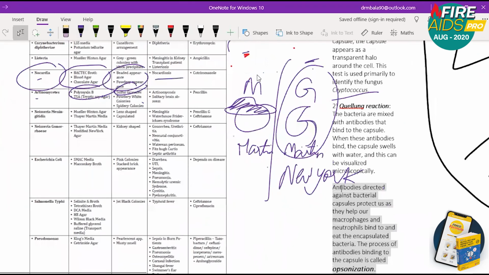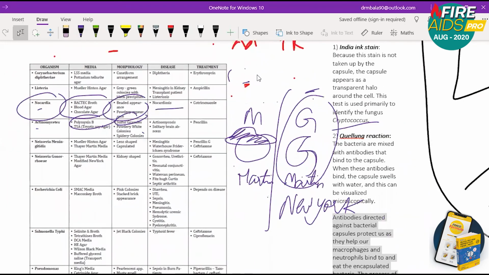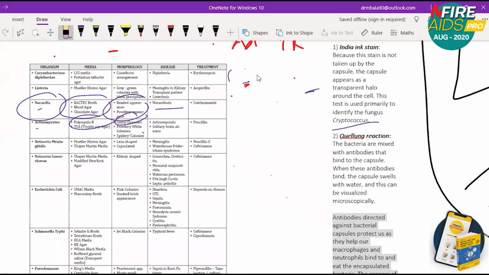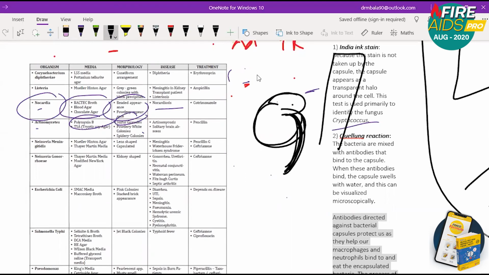I'm just going to draw the gonorrhea guy. This guy's face looks like a kidney, so you can imagine a kidney. This guy is kidney shaped. This kidney shaped guy is from New York, so I'm drawing buildings nearby. So this guy is from New York City.